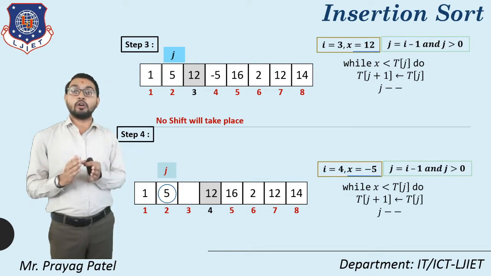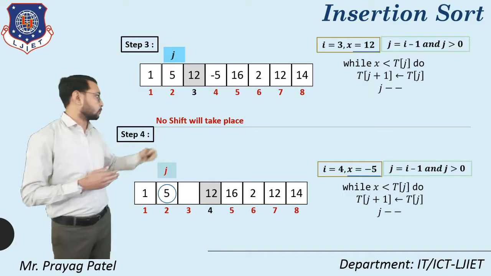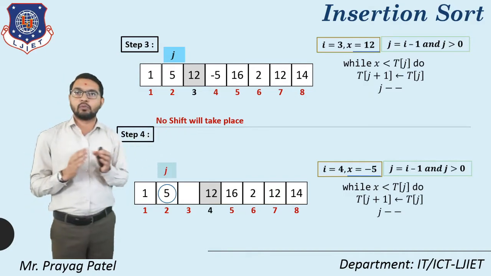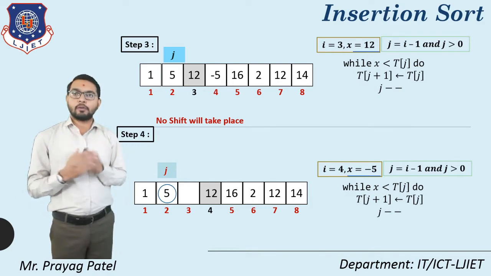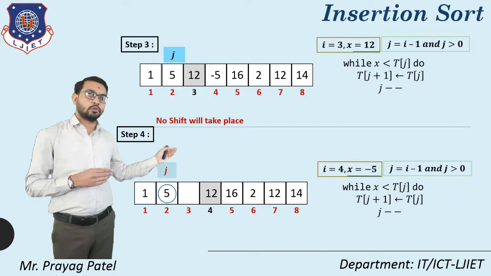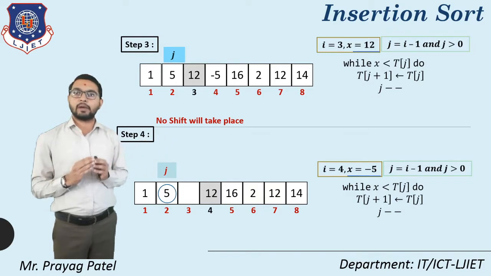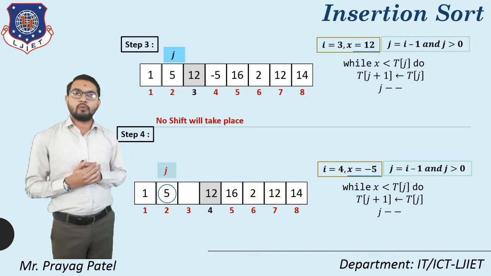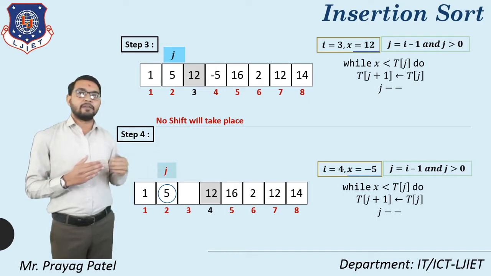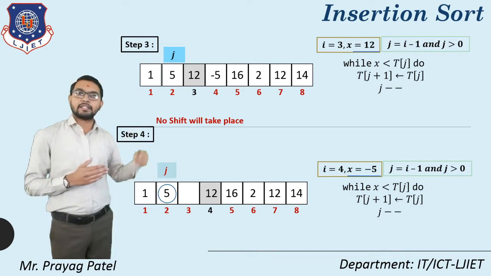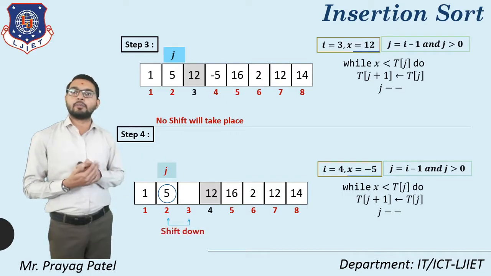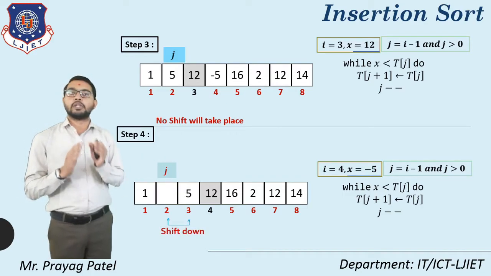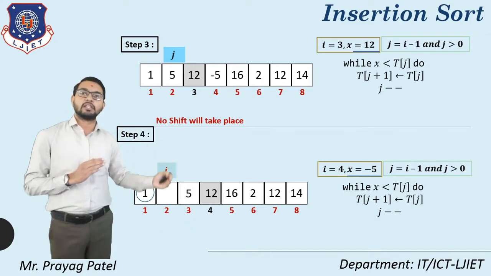Now consider the value of j equal to j--. So consider value of j equal to 2. So j equal to 2. a[j] equal to 5. So here consider x means minus 5, a[j] means 5. So minus 5 is less than 5. Yes. Then the right shift operation will take place. So here consider this shift down operation, which means 5 moves from location 2 to location 3.